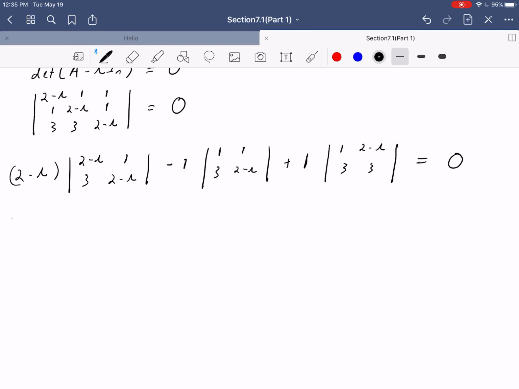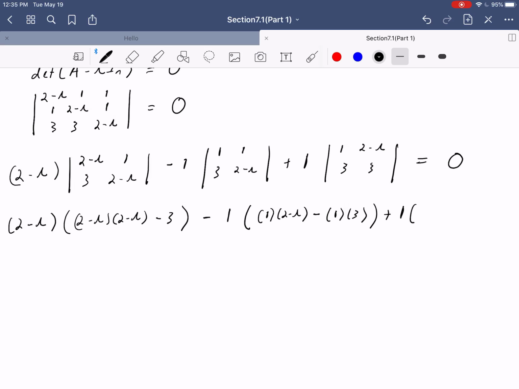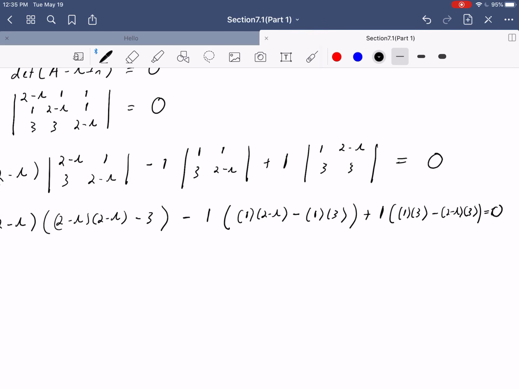All right, let's go ahead and continue then. 2 minus lambda. Here we can just do diagonal minus anti-diagonal. So that's going to be 2 minus lambda times 2 minus lambda minus 3. Then minus 1 times 1 times 2 minus lambda minus 1 times 3, plus 1 times 1 times 3 minus 2 minus lambda times 3 equals 0. Okay, so there we go. Sorry, it's a little squished there. Oh, there we go, equals 0.